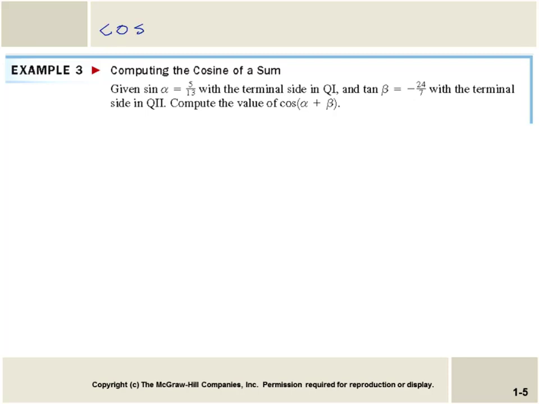So cosine of, I'll just call it A plus B, is equal to the cosine of A, cosine of B, sine flips, minus sine A, sine B. Okay, so now what? Any ideas?